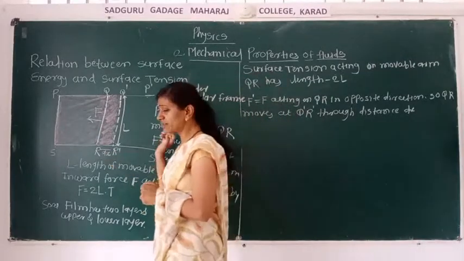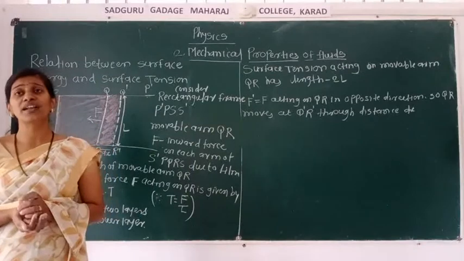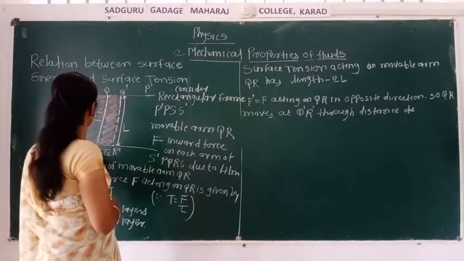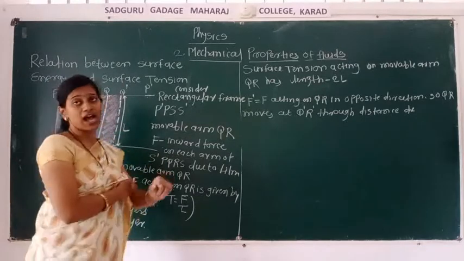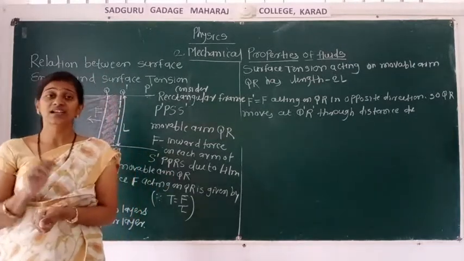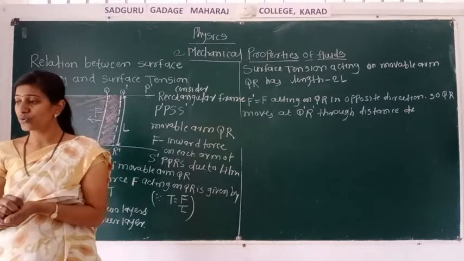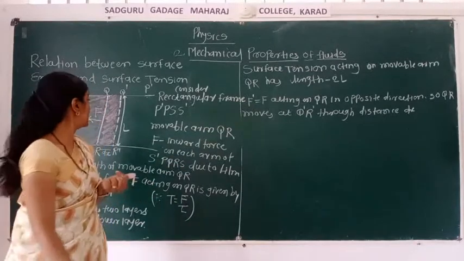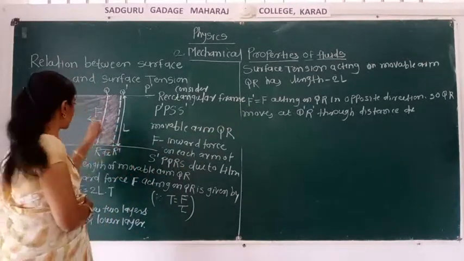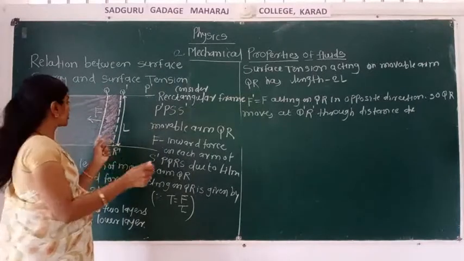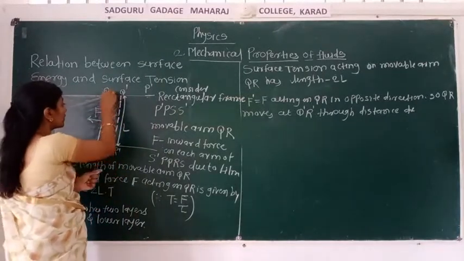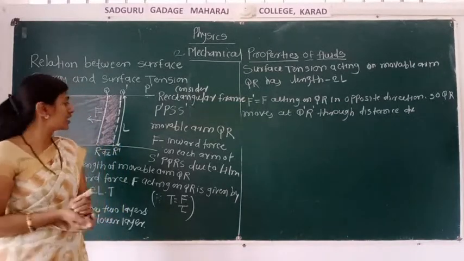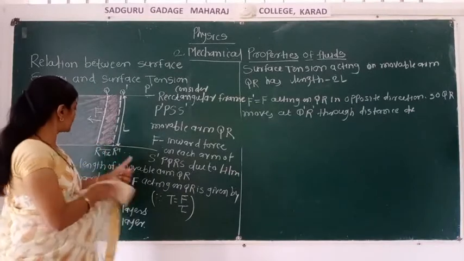Now what happened here? Displacement is present here. That means here work is done. Why is work done? Work is done for shifting the film from QR to Q dash R dash. That work is done in the opposite direction of the force. That means work is done for stretching the film. Here the film is going to stretch. So here work is done, and that movable arm QR, having the length L, will move to Q dash R dash through the distance dx.